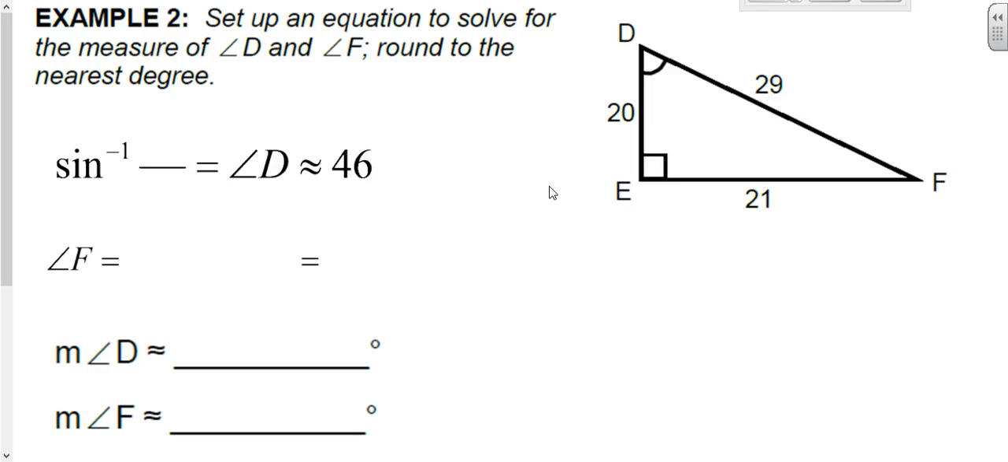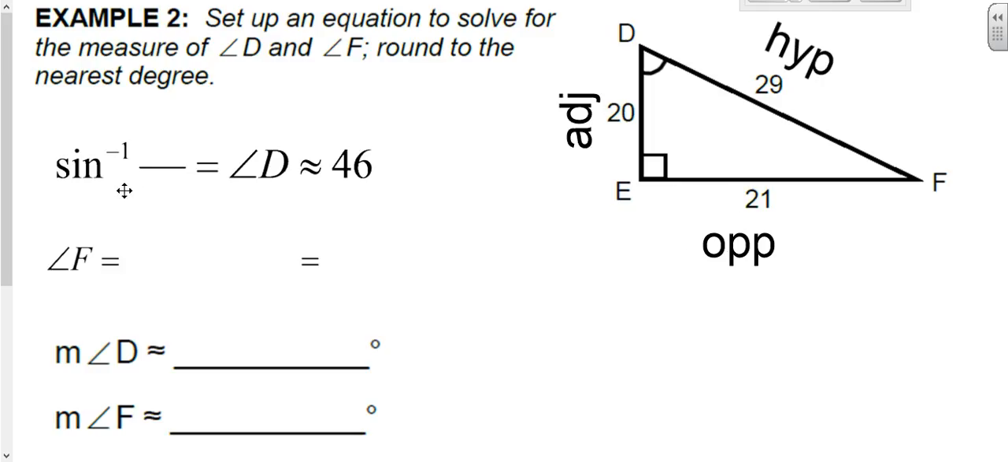So the measure of angle D first. I've marked D here, and now I'm going to label the sides with respect to angle D. There's the hypotenuse, and then opposite angle D is over here, and that leaves this third side as the adjacent. I could use any of the inverse trig functions because I know all the sides.